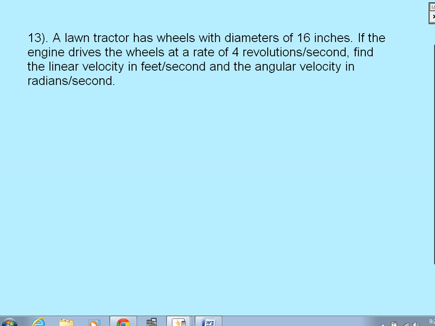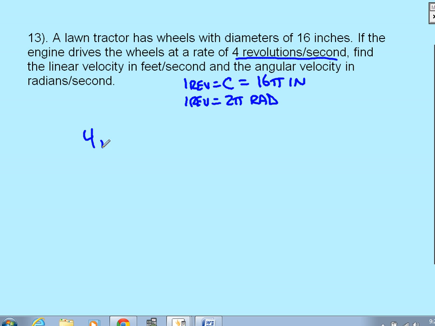And our last one, a lawn tractor with 16 diameter inch wheels. So again, I'm going to start with 1 rev is the circumference, which is 16 pi inches, and also that 1 rev is the same as 2 pi radians. So this is just like number 11 again. Start with what we know, which is a rate of 4 revs per second, which is nice and easy. I need to get to feet per second.